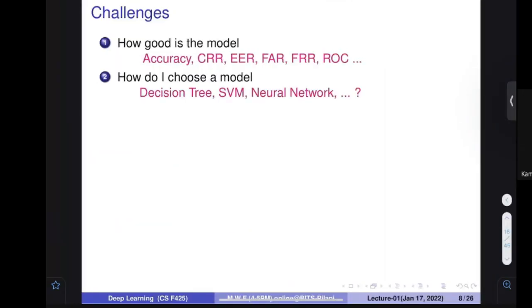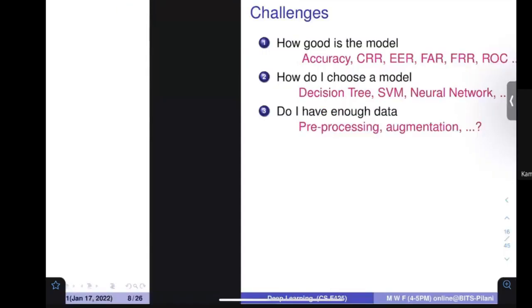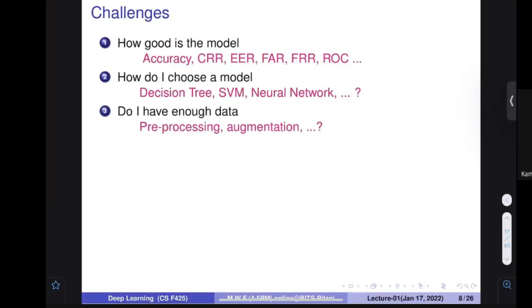Another question: how do I choose a model? Various models are there, for example decision tree, SVM, neural network. How to choose a particular model? Again, you need the domain knowledge and to consider the kind of problem that you have. So you actually arrive at these kinds of answers.